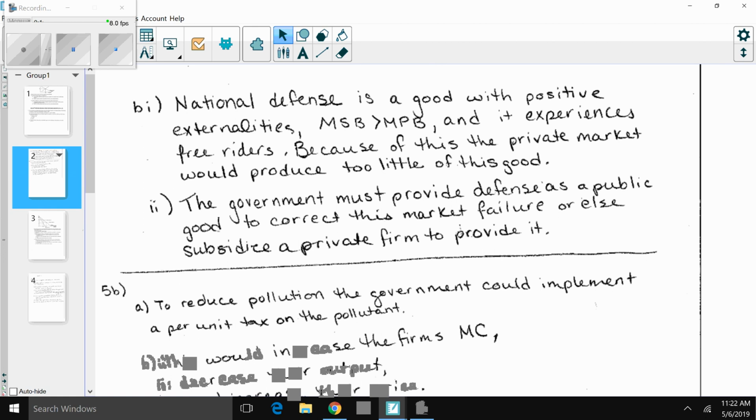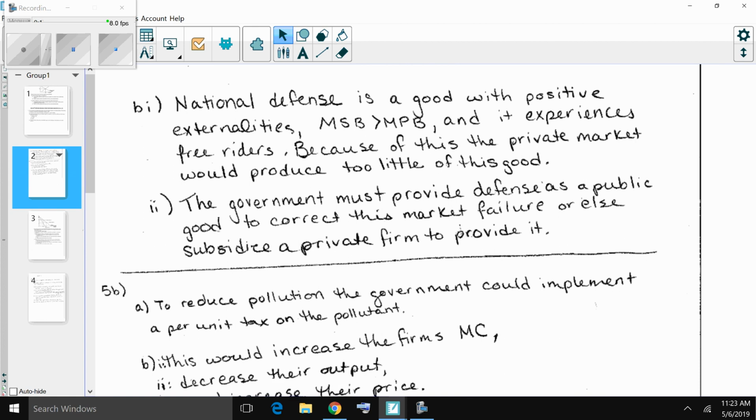Explain how the private market will fail to produce at efficient levels of national defense. So I wrote national defense is a good with positive externalities because MSB is greater than MPB. The social benefit, the societal benefit, is greater than the private benefit. And it experiences free riders. Because of this, the private market would produce too little of this good.